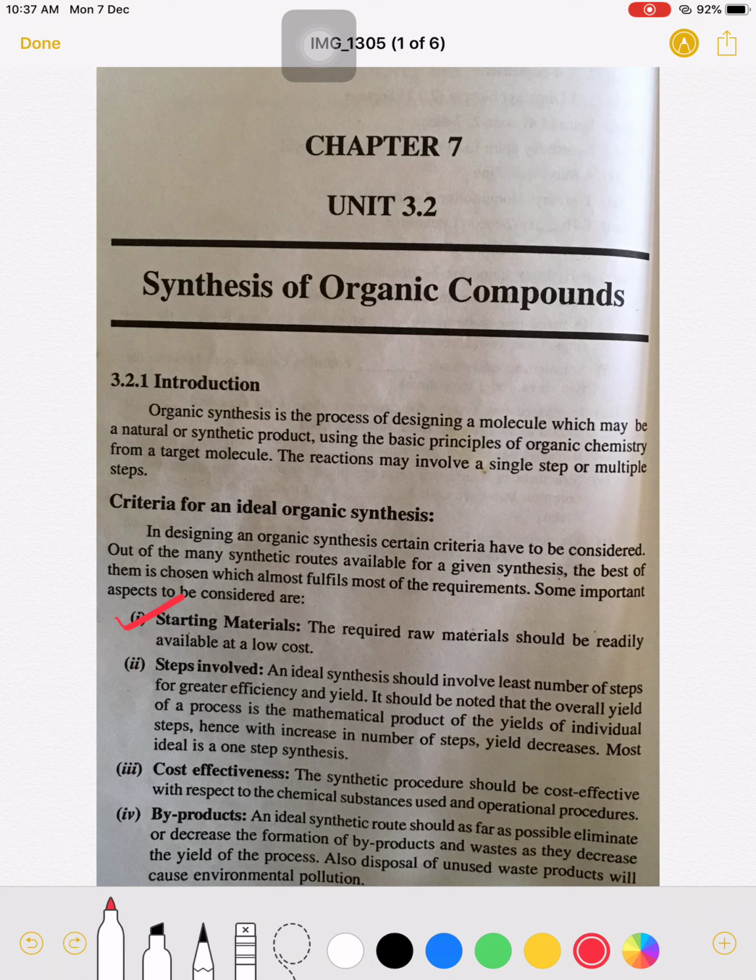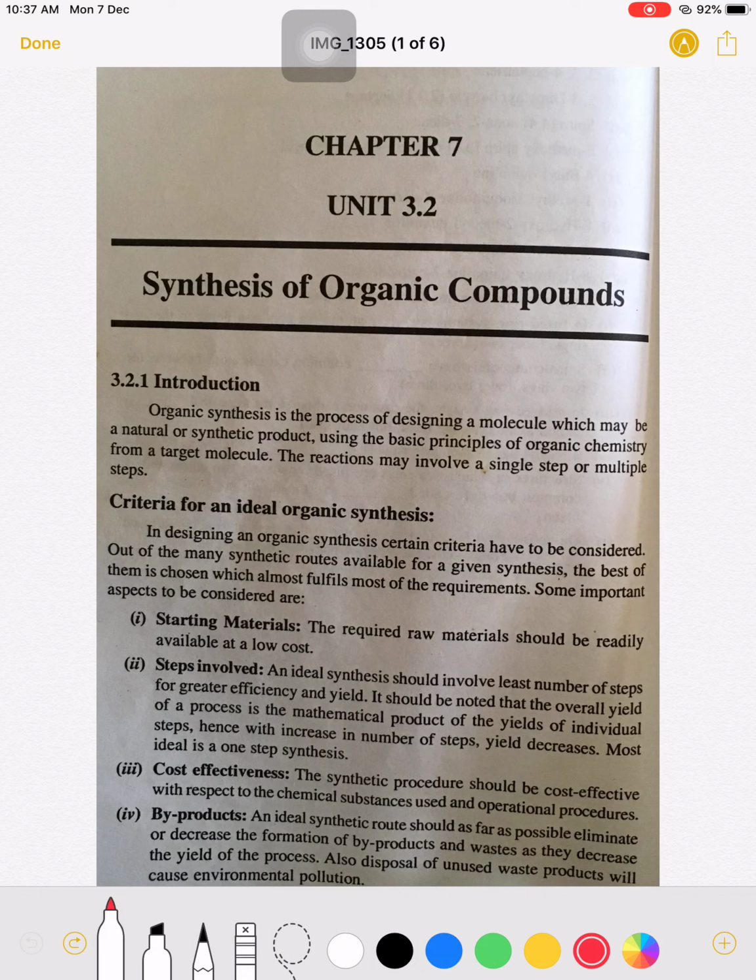Now see the first one, that is the starting material. The required raw material should be readily available at a low cost. We are going to synthesize an organic compound, so for that we require a raw material to start that reaction, and that raw material should be easily available, and the cost of that material should be lowest.